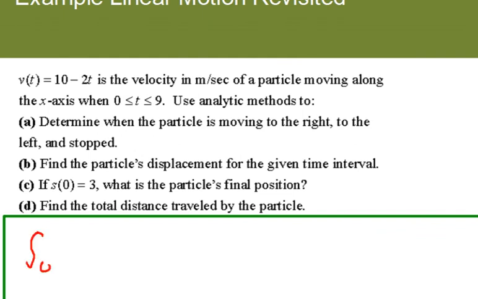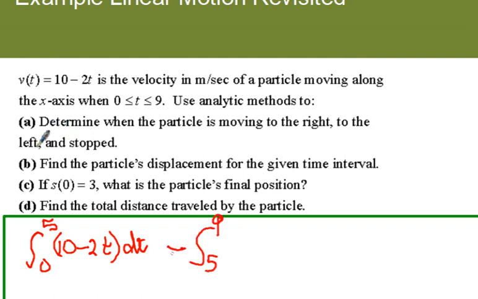We figured out from 0 to 5 it was going to the right. 10 minus 2t dt. And we could add the absolute value of the other one, or we could just subtract from 5 to 9. Lots of ways to do this. Or you could add from 9 to 5 and switch the order of the integral here. But I like to subtract the left direction. So to the right, we're going to take the number to the right, and then we're going to subtract, because this is going to come out how far it went to the left. And that will give me total distance traveled.